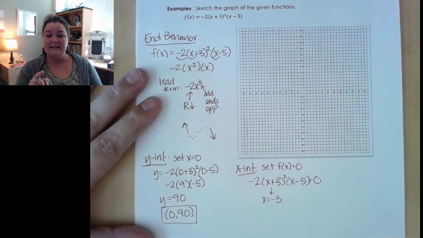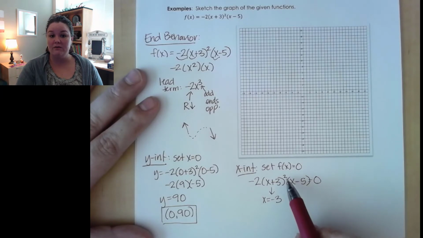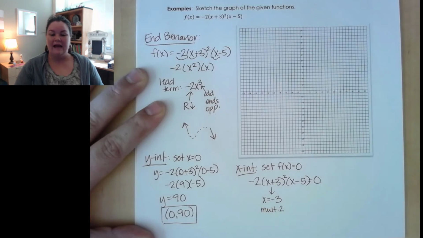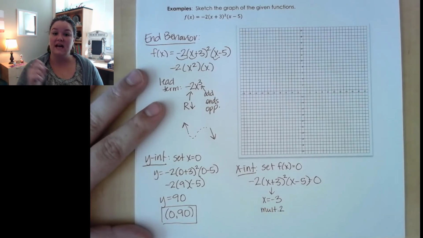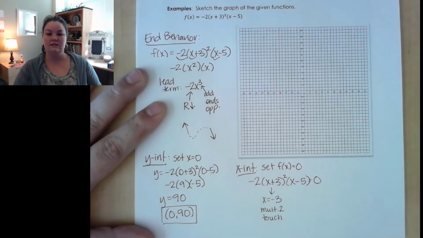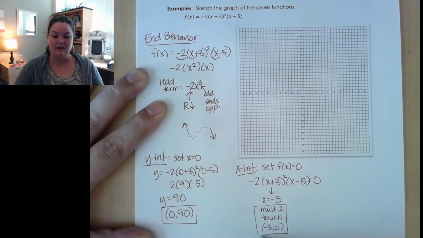And then remember, we identify that multiplicity, right? So the multiplicity here, this came from a squared factor, so it has multiplicity 2. Anytime our multiplicity is even, remember that means it only touches the x-axis. So I'm going to say this one only touches. And I want to write this as an x-intercept. So this would be (-3, 0). So this is everything I need to know about that intercept.